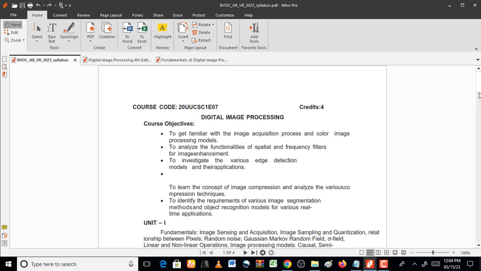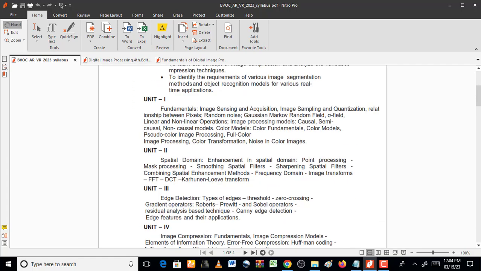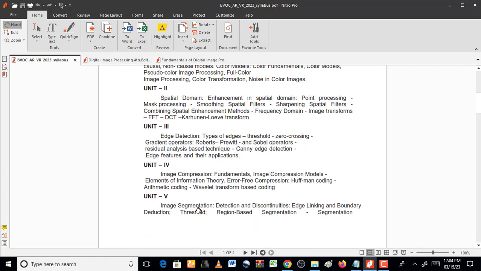Reference students. Now the unit number 4. Today we discuss image compression. So what are the basic fundamentals of image models, image compression models, elements of information theory, error-free compression, which means Huffman coding, arithmetic coding, and wavelet transformation based coding.